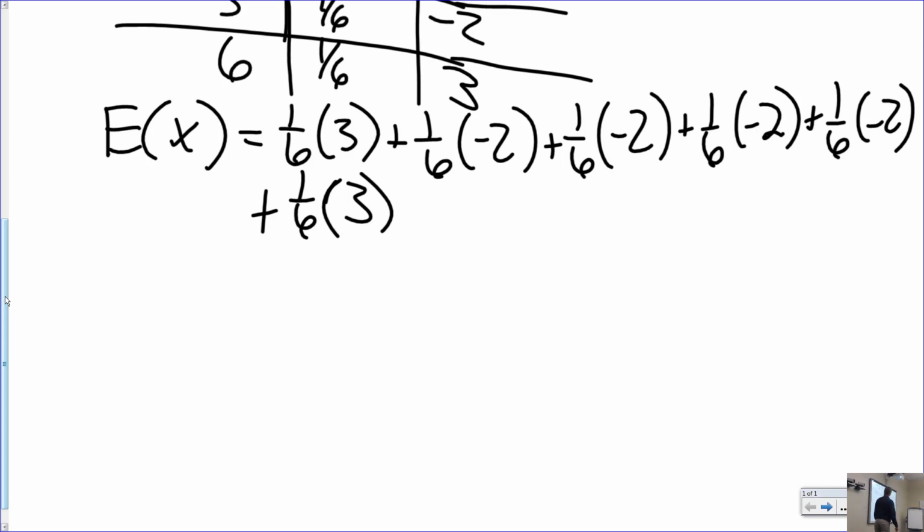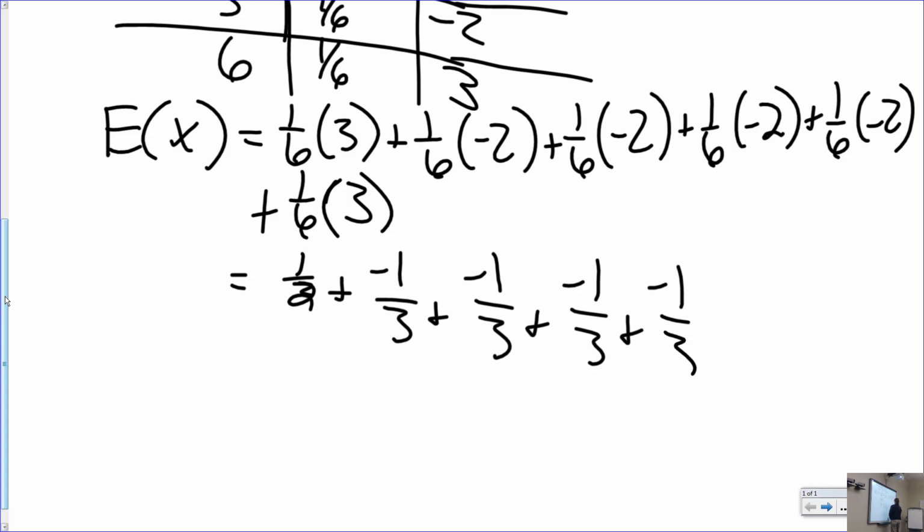We're close, right? Right, so 3 times 1/6, that's a half, right? 1/2 plus a -1/3 plus a -1/3 plus a -1/3 plus a -1/3 plus a half. What's a half plus a half? A whole. What is -1/3 plus -1/3 plus -1/3? A negative whole. Exactly. What are we left with?